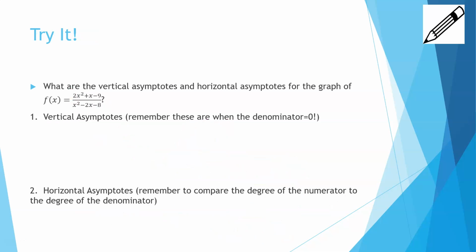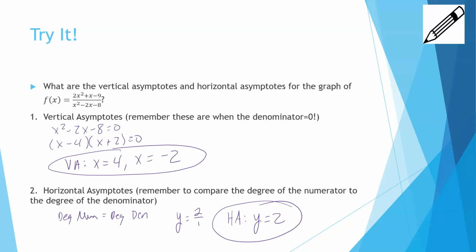All right, I want you to pause the video and try this one on your own. Find the vertical and horizontal asymptotes. When you're done, unpause and check your answer. Hopefully for your vertical asymptotes, you found x equals 4 and x equals negative 2. You can see how I factored it if you missed that part. In this case, the degree of the numerator was equal to the degree of the denominator, so I took the ratio of the leading terms. 2 went on top and 1 went on bottom. So my horizontal asymptote was at y equals 2.